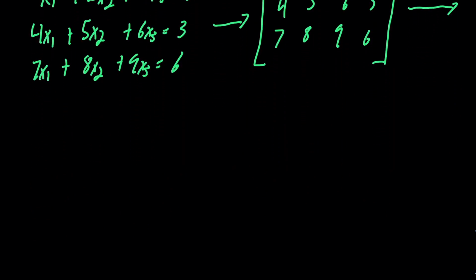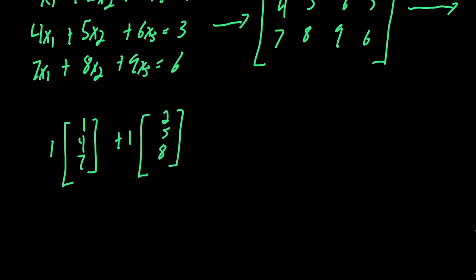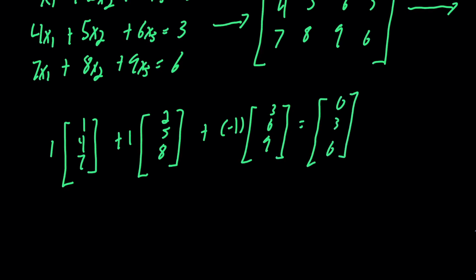As a result, we get 1 times the column vector of 1, 4, 7 plus 1 times the column vector of 2, 5, 8 plus -1 times the column vector of 3, 6, 9, which is equal to 0, 3, 6. That is, B, noted as 0, 3, 6, can be expressed as a linear combination of the columns of A. This representation of one column vector in terms of others is a fundamental theme of linear algebra.